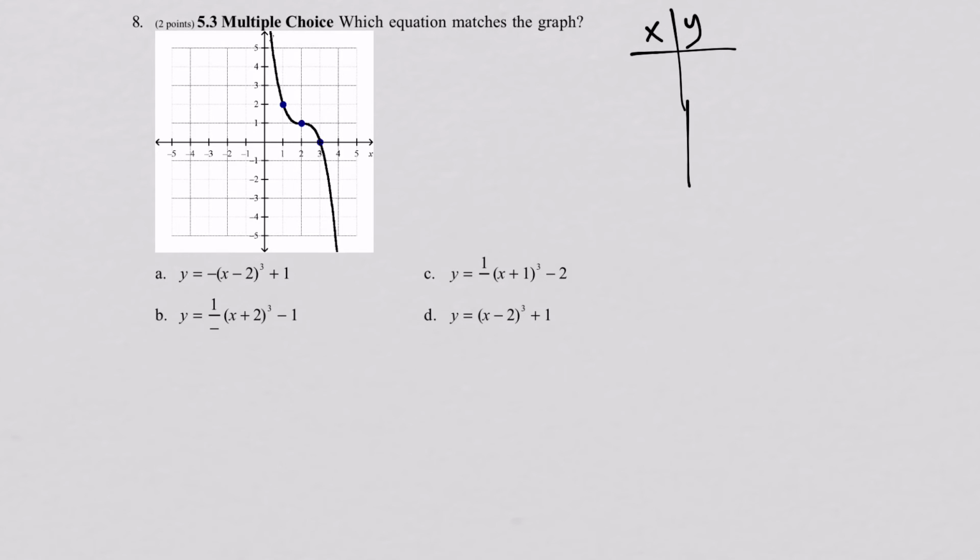which are 1, 2, 2, 1, and 3, 0. Identify from those 3 values your central point, your center point. It's very easy to see from the graph. You can also just see it right there. It's 2, 1. That center point, that is your h and your k. So h is 2, k is 1.